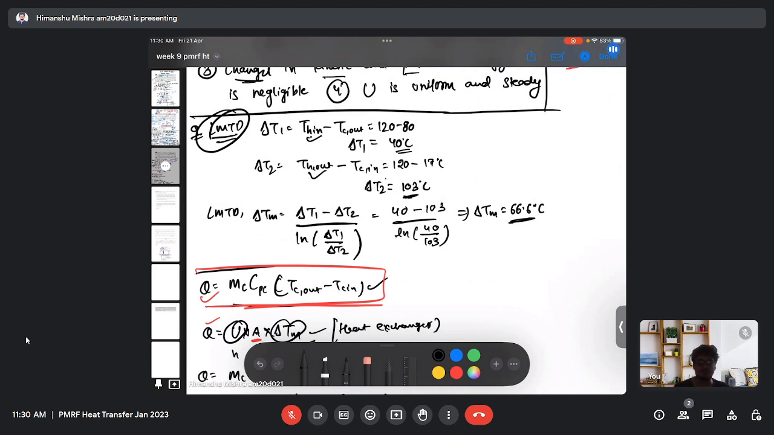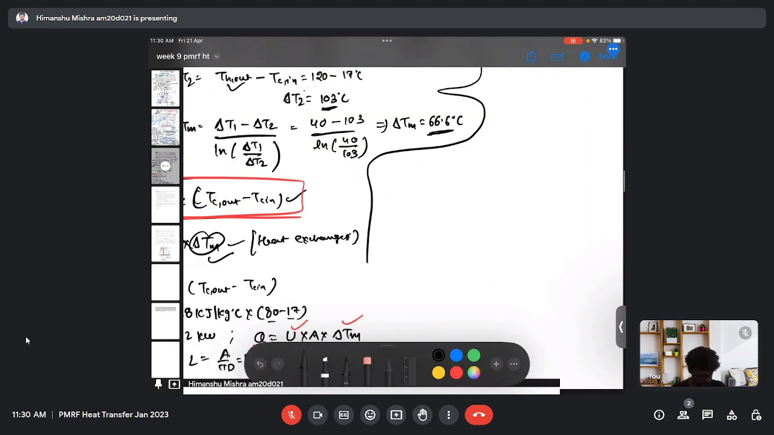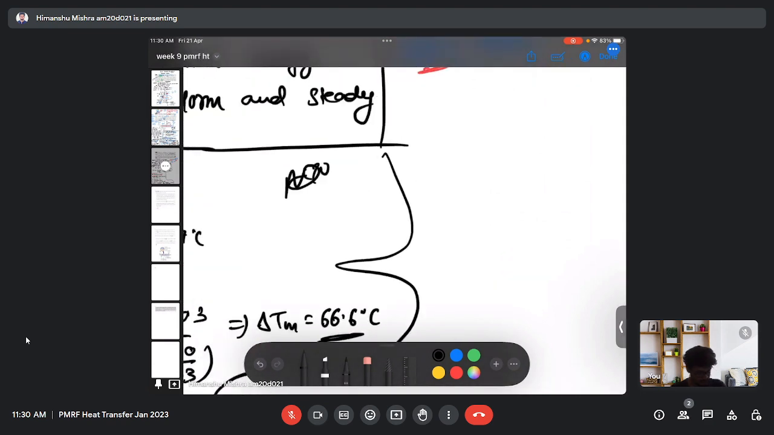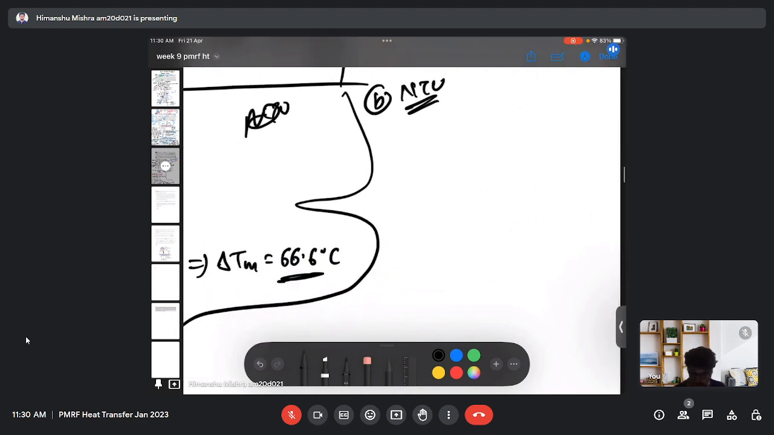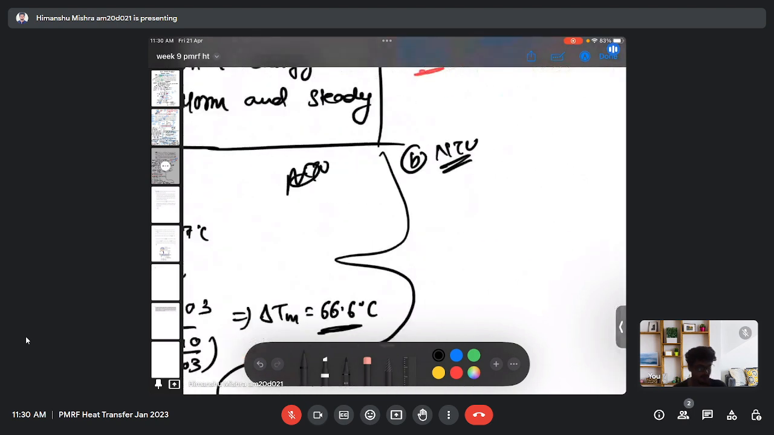Now we have to calculate the same thing, the length or the area, by using the NTU method. So we calculated first by log mean temperature difference. Now we are calculating by NTU method. Here we don't need to calculate this quantity because this is only applicable to LMTD method. For NTU, we need to calculate the NTU and effectiveness to calculate the heat transfer rate.